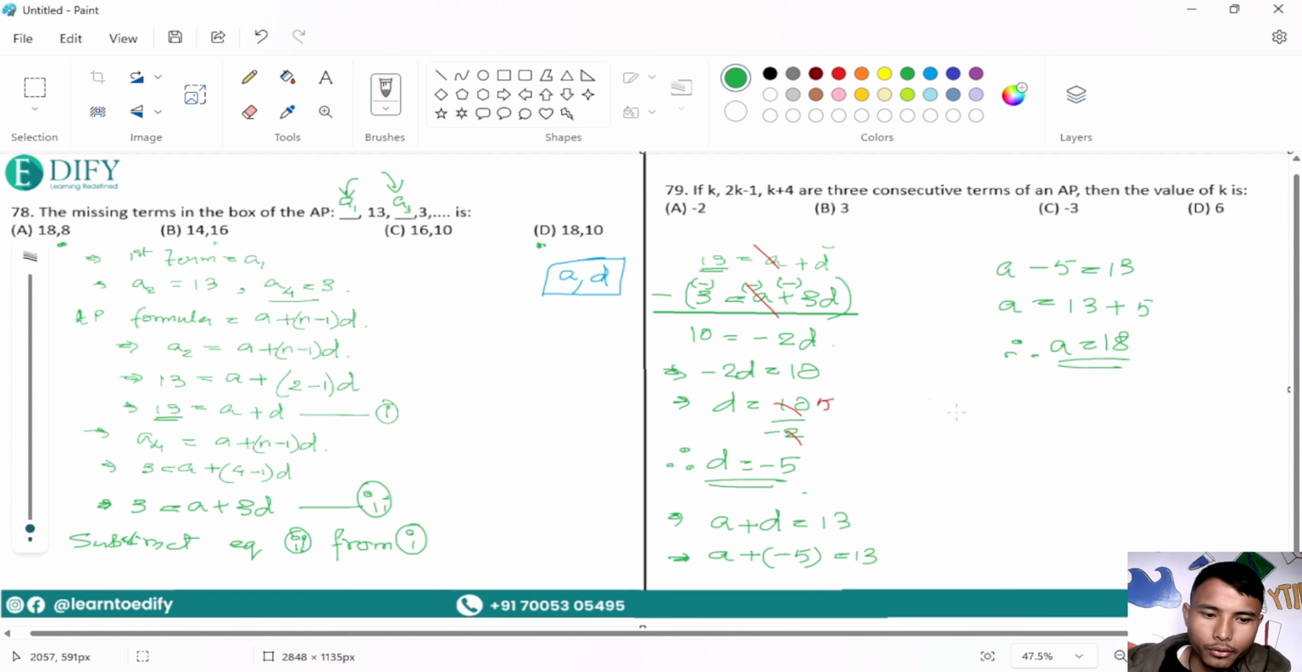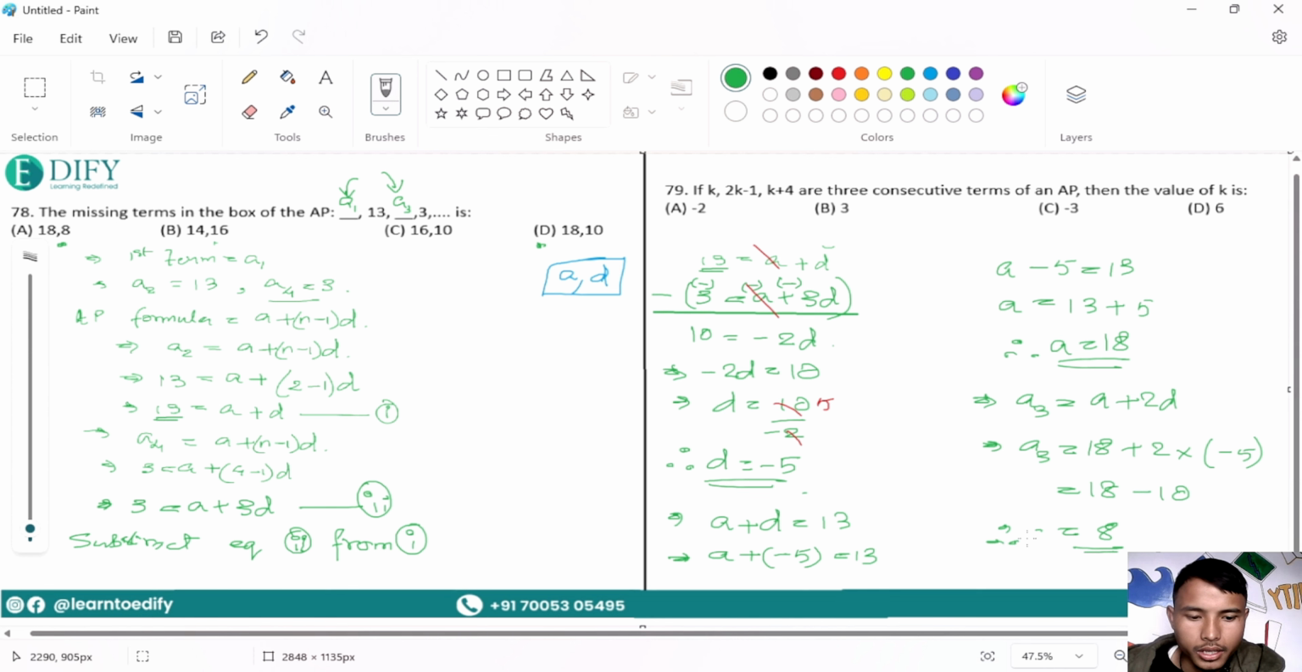Now let's find a3. Use the formula a plus 2d. So a3 is equal to 18 plus 2 into minus 5. So 18, then multiply the signs: plus into minus gives minus, 2 fives are 10. So 18 minus 10 is 8. Therefore, a3 is nothing but 8. So the answer is option A.